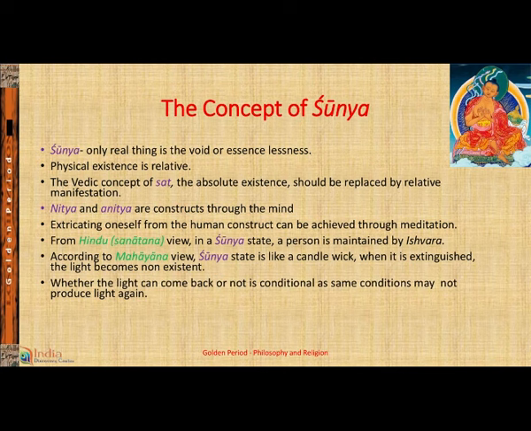And in the Hindu Sanatana view, that condition is maintained by Ishwar. So Ishwar or God or whatever, or your guru, maintains this condition of liberation or nirvana. In the Mahayana view, in this condition, one's existence is void, like when a candle wick is extinguished. Then the light becomes non-existent. So it is like this. Whether the light can come back or not depends on the same conditions that might have produced that light.